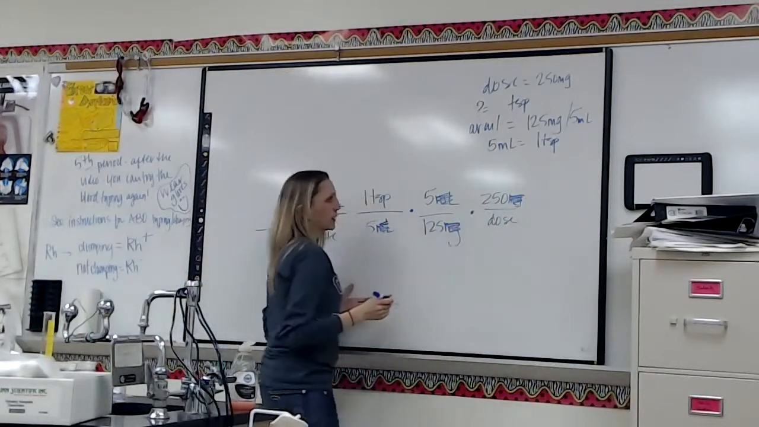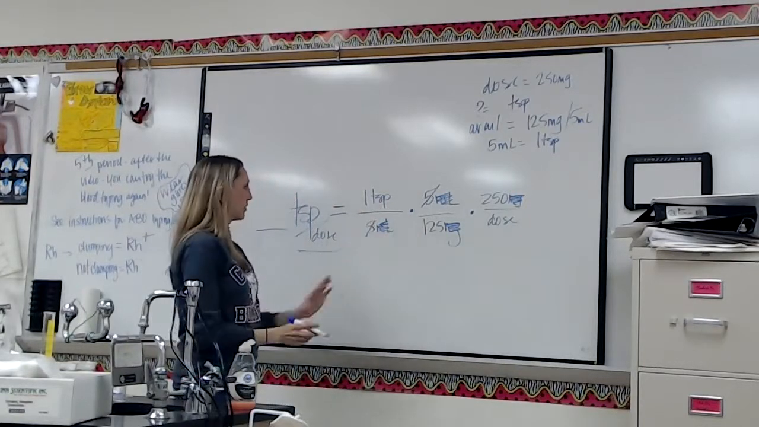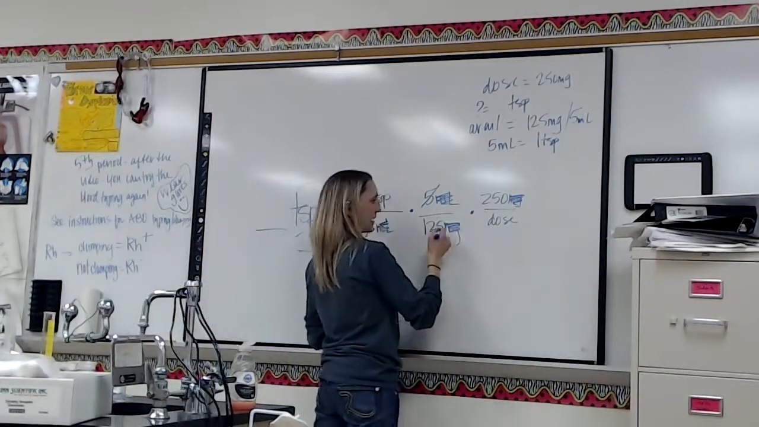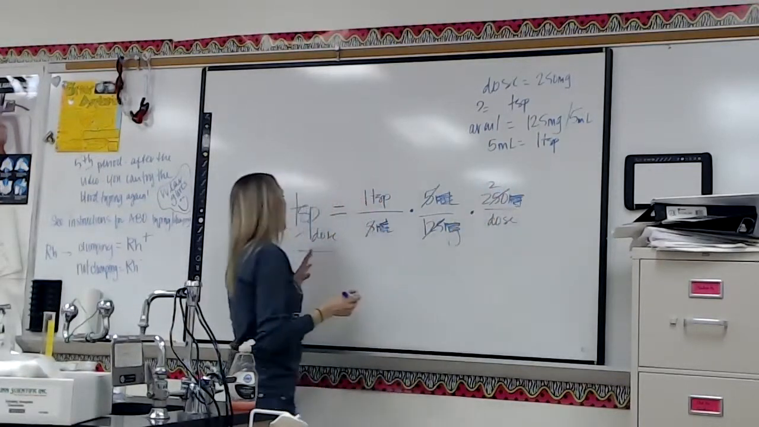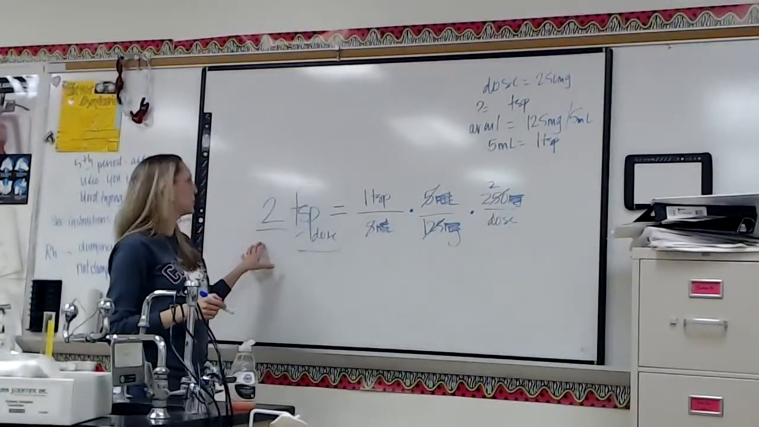Okay, and this one's pretty easy. I know that I can cross out my fives, those are common multiples. I can't think of the word there. And then I can cross these out and get 2. So I know that in order to do that, they've got to have 2 teaspoons of medication.